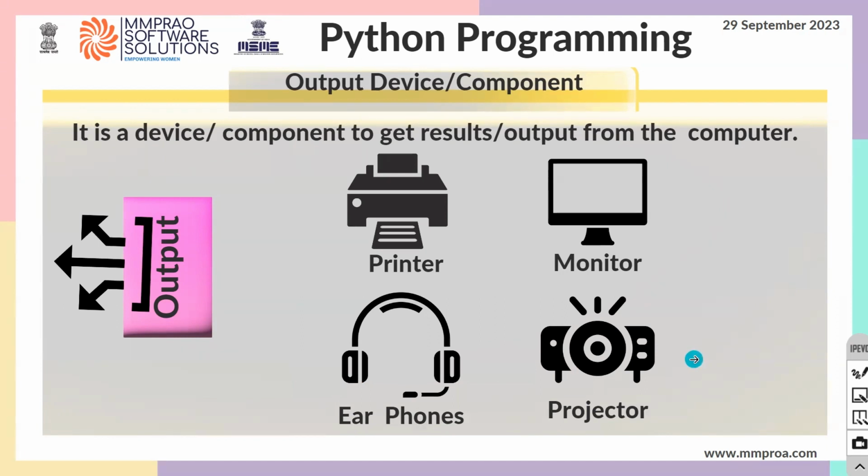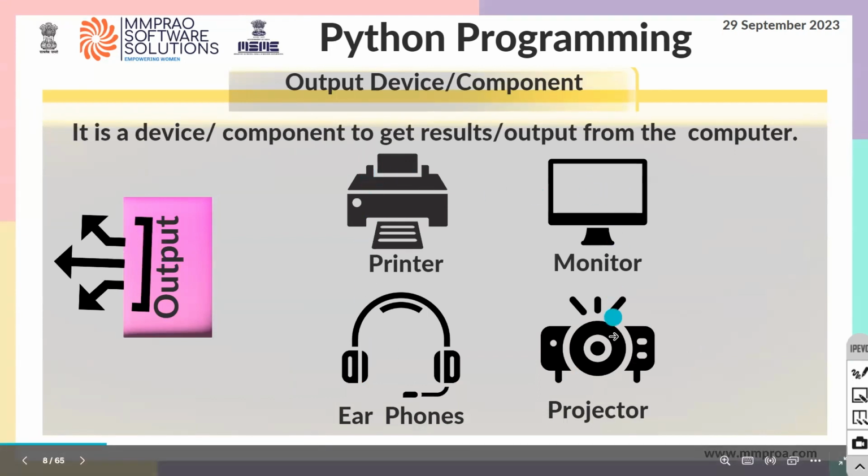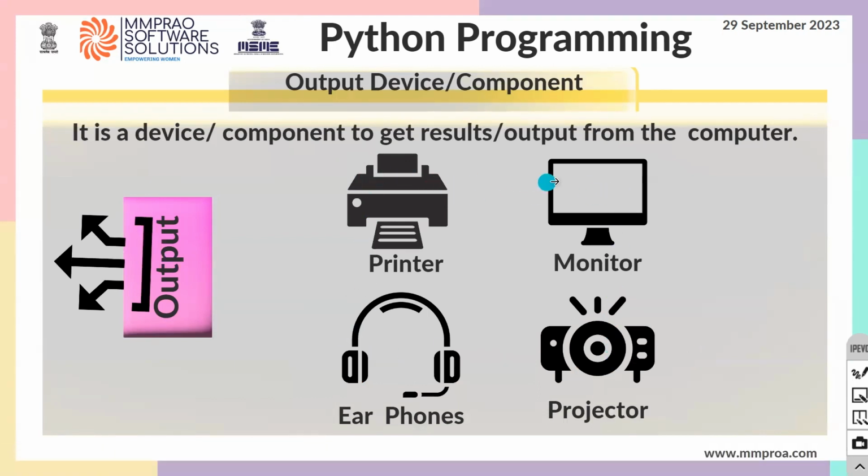Yes, a projector is also an output device. From the four types of devices mentioned to you as output components of the computer, can you now classify and tell me what the different types of outputs we can get from the computer are? Any one of you, please?